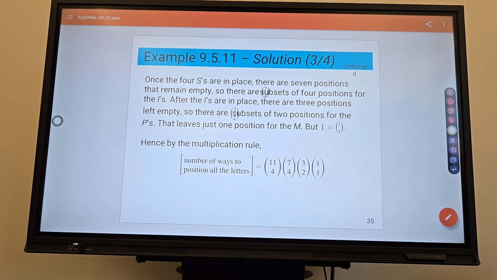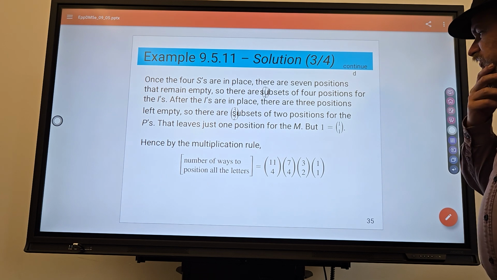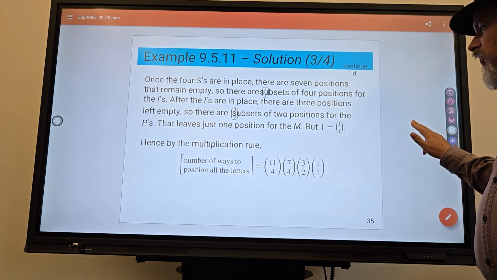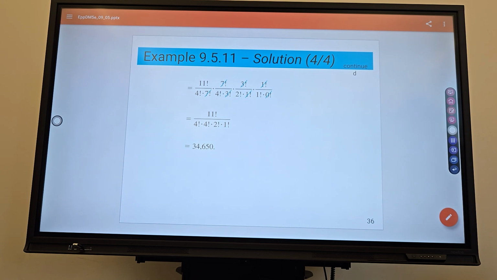Hence, by the multiplication rule, it's 11 choose 4 times 7 choose 4 times 3 choose 2 times 1 choose 1, which is 34,650 when you multiply it all out.